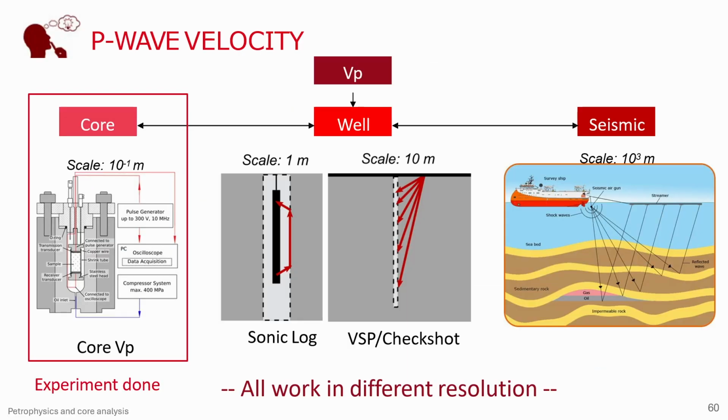This slide is excellent because it shows P-wave velocity measured at different scales: core scale, well-log scale, and seismic scale. Core measurements provide high detail at small scale. Sonic logs provide continuous in-well information. Seismic provides broad aerial coverage at coarser resolution.